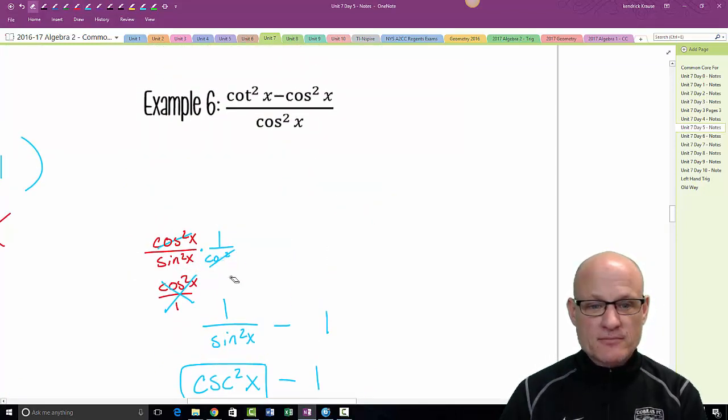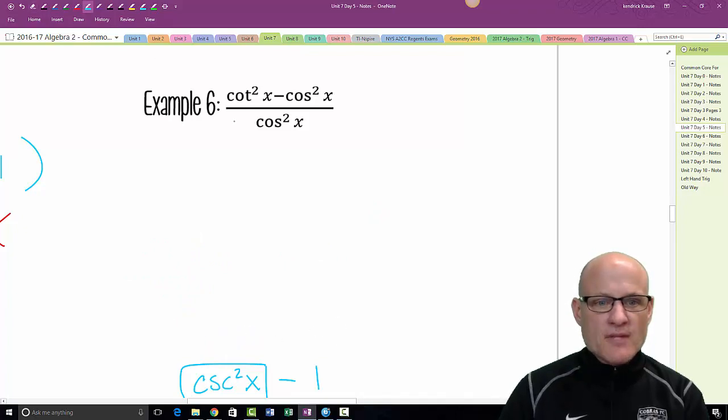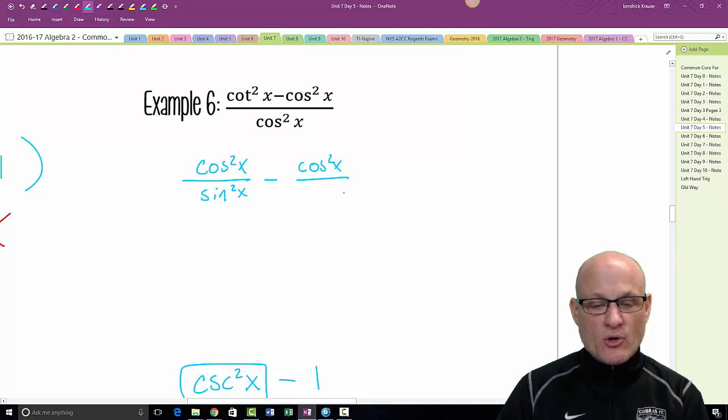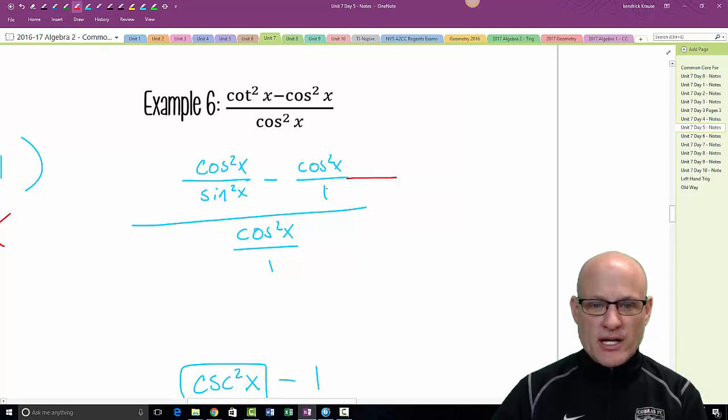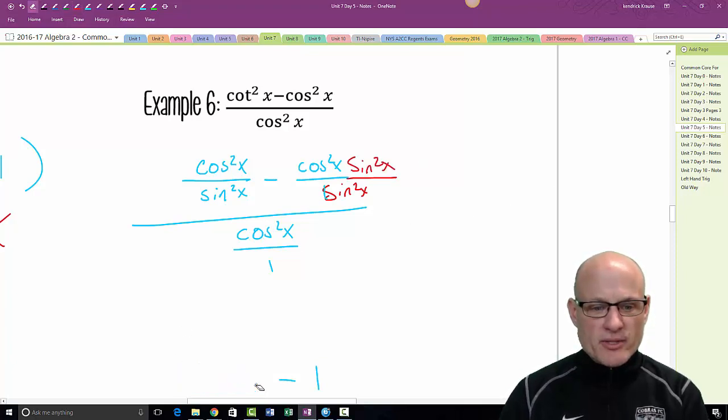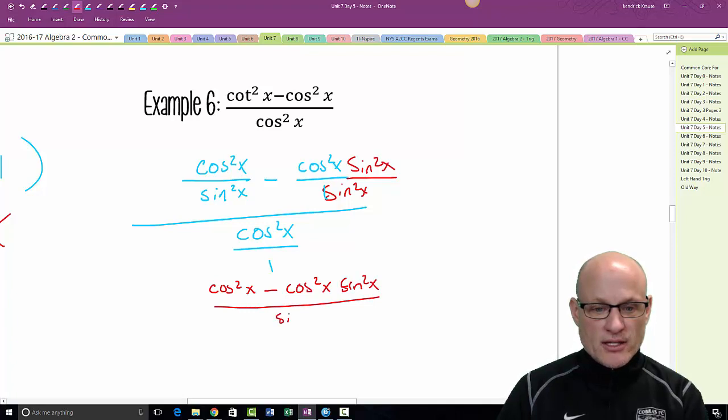Let's try something else. Here's another way to do the problem. I can write cotangent squared x as cosine squared x over sine squared x, minus cosine squared x over 1, all over cosine squared x over 1. Well, that's kind of useless. Let me change this so that I have a common denominator. My common denominator will be sine squared x. So if I add it to the bottom, I've got to add it to the top. So my numerator becomes cosine squared x minus cosine squared x sine squared x, all over sine squared x, all over cosine squared x over 1.